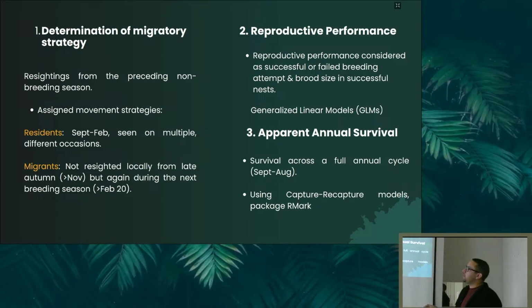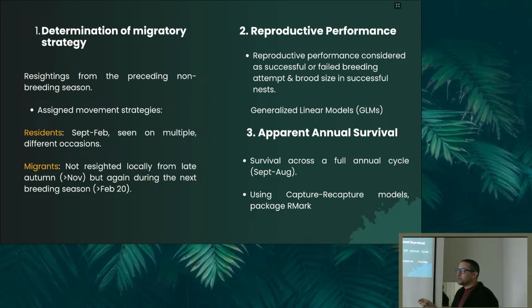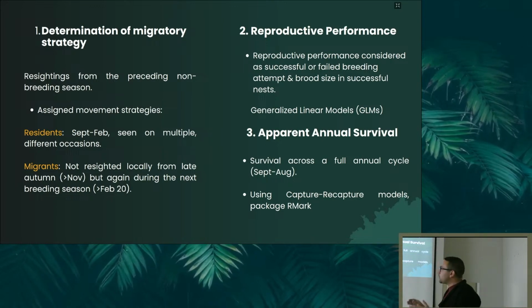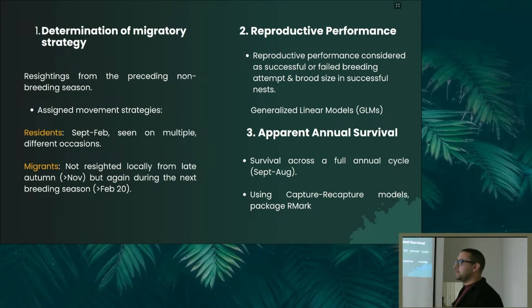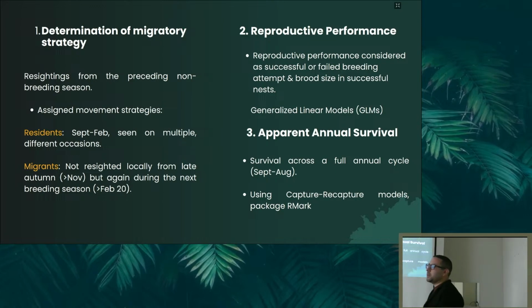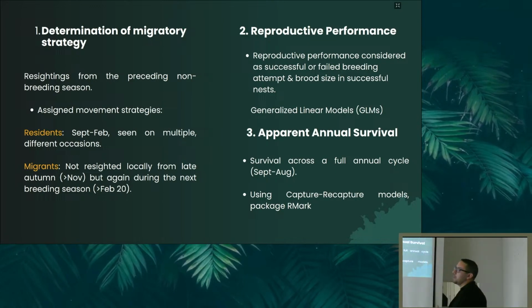The resident individuals were categorized as those birds that were seen on multiple different occasions throughout the non-breeding season. For example, they were banded, we saw them in September, again in November and January. That means that the blackbird never left, right? It stayed here.